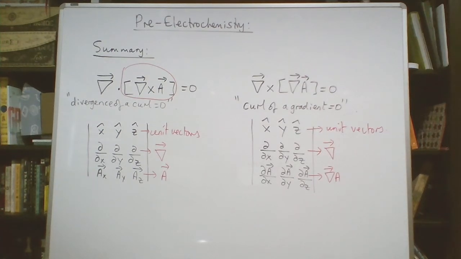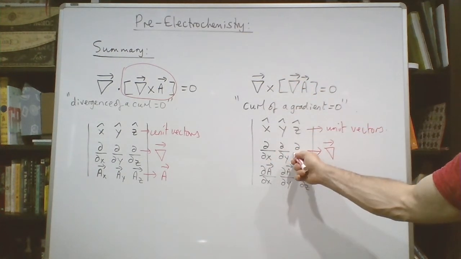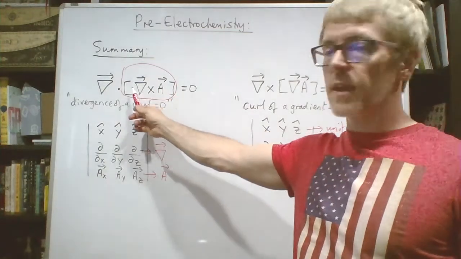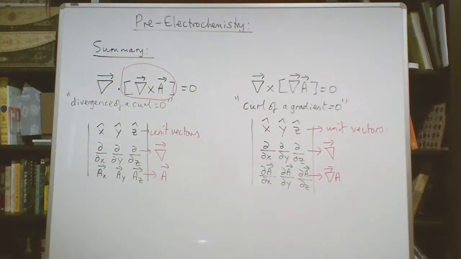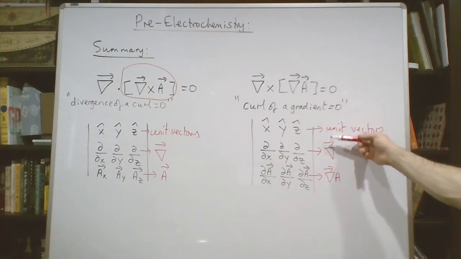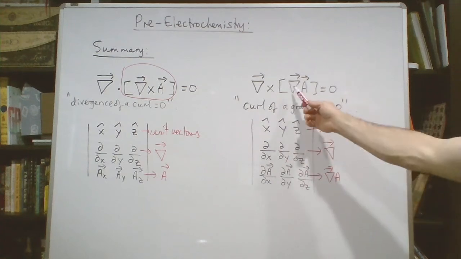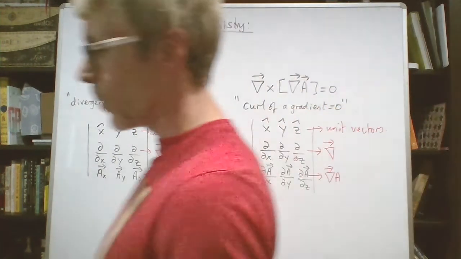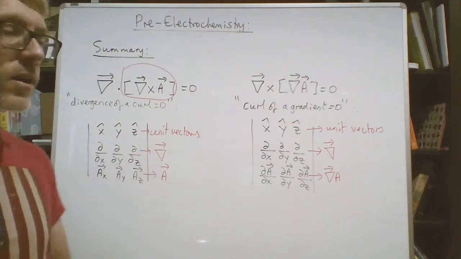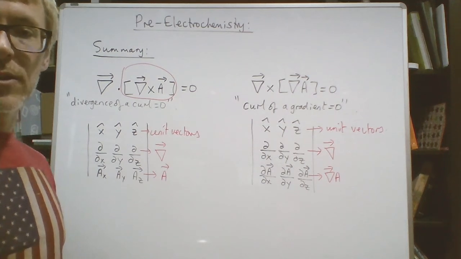So you can see the individual components. So here we've got everything included. Here we only had the thing in the square brackets included, and we just del dotted after the fact. So here we've got the unit vectors, we've got del this one, and then we've got del A that one. So this will summarize what we did in the last half hour or so, and this should stand us in good stead as we move forward with electrochemistry proper.